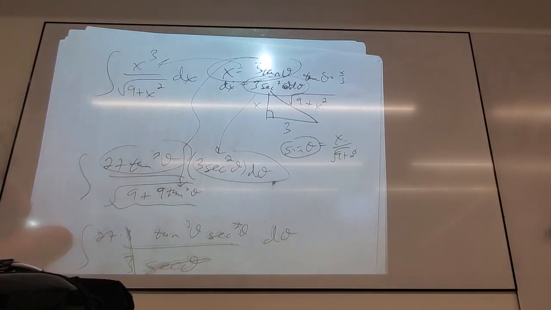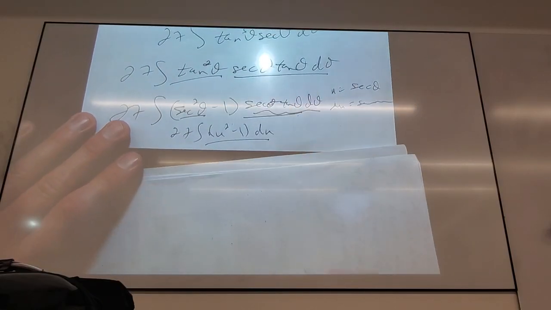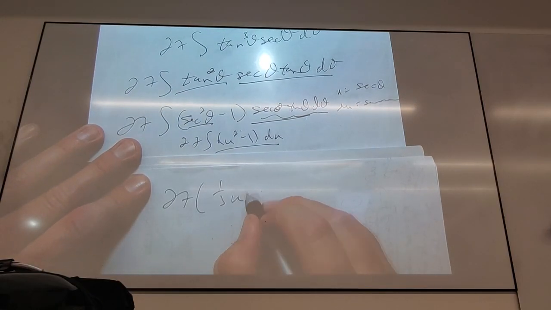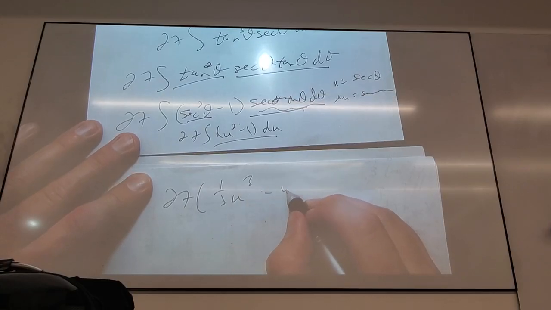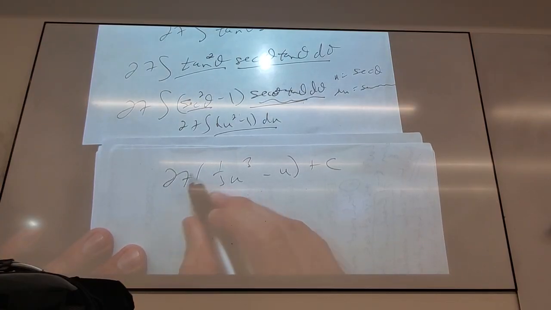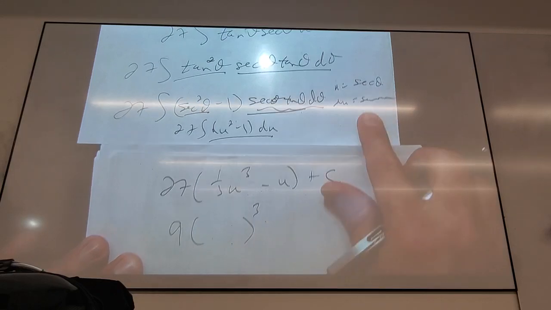Okay. So help me out, what's the integral of u squared minus 1? 1/3 u to the third. Yeah, 1/3 u cubed minus u plus c. And what's u? Actually, let me do this too. I'm going to distribute the 27. Is that okay? So that's 9. What's u? Secant theta.